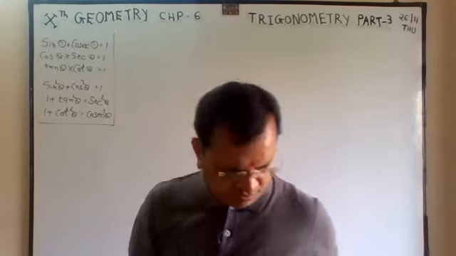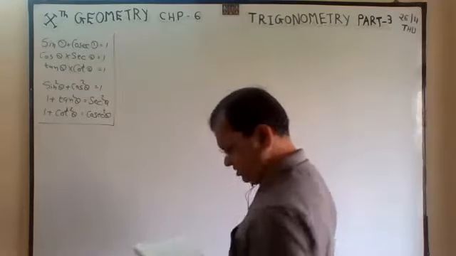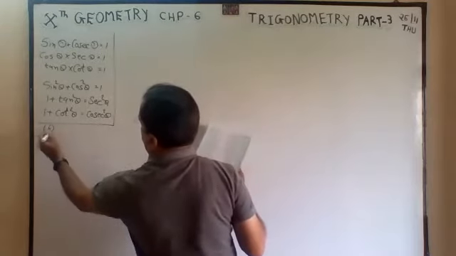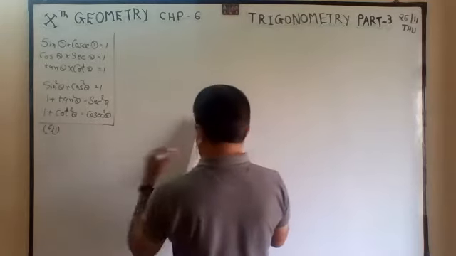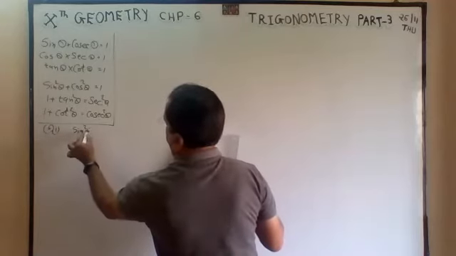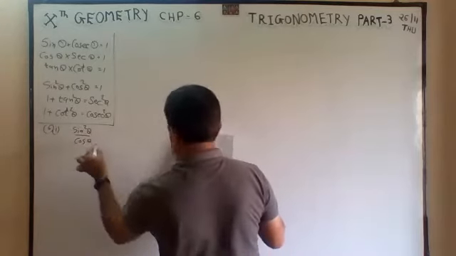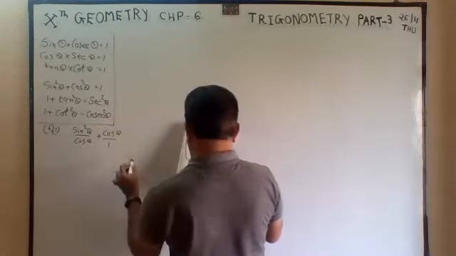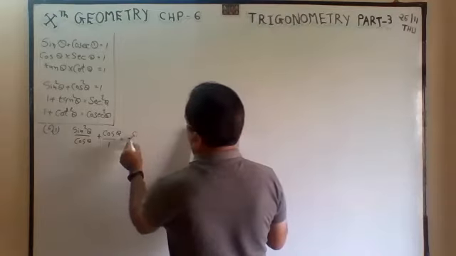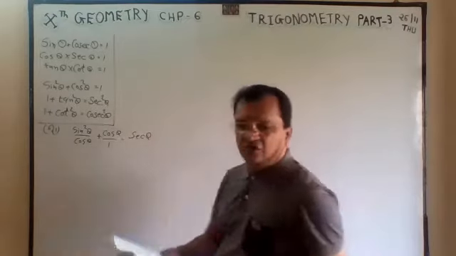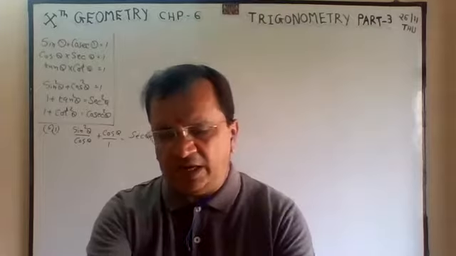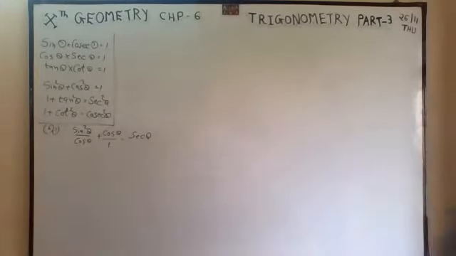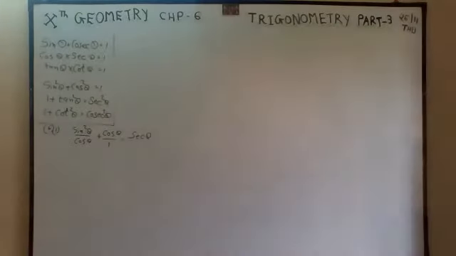So in part 2 we are starting with sixth first: to prove that sin square theta by cos theta plus cos theta by 1 is equal to sec theta. You have to follow my method, my steps. Full question, left hand side, right hand side, you have to write.